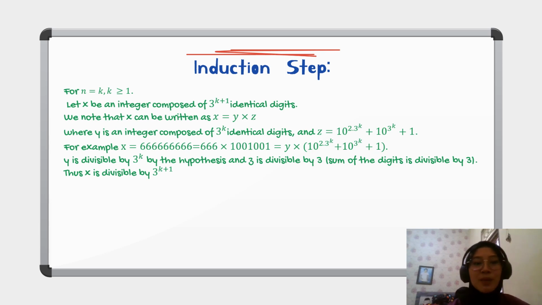Y is divisible by 3 power k by the hypothesis, and z is divisible by 3 since the sum of its digits is divisible by 3. Thus, x is divisible by 3 power k plus 1.